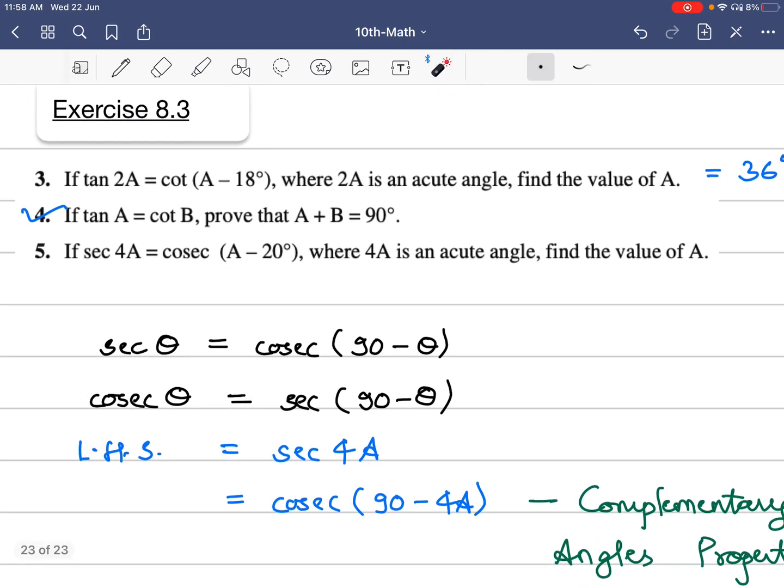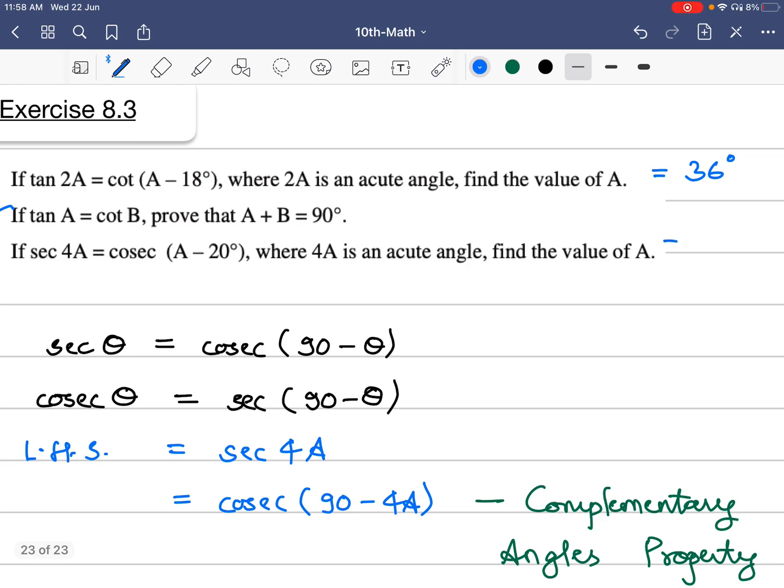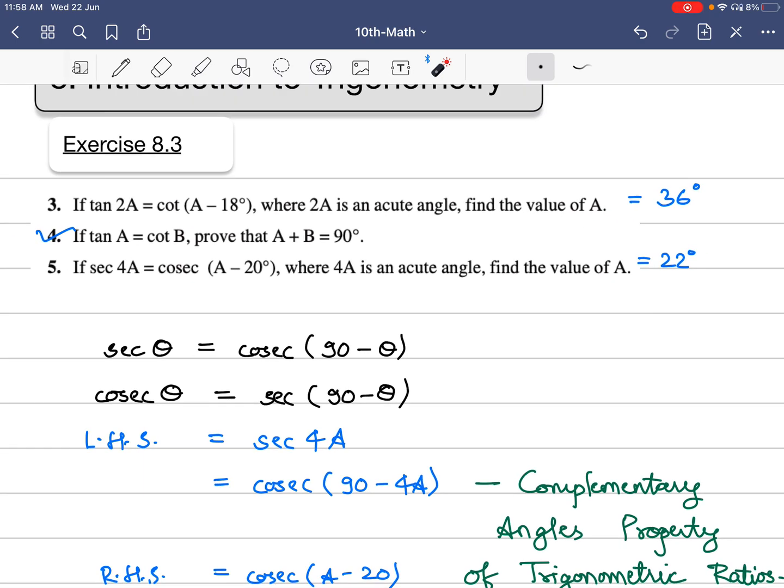Given this scenario, find the value of A. So we have found the value of A as equal to 22 degree, very much similar to question number 1 where A was 36 degree. So thus, using the complementary angle property for trigonometric ratios, we have solved 3, 4, 5 from exercise 8.3.